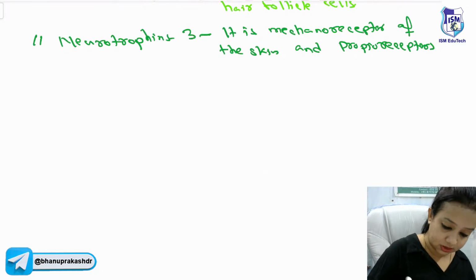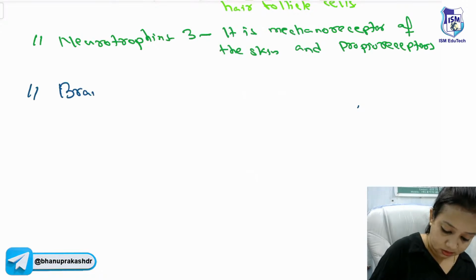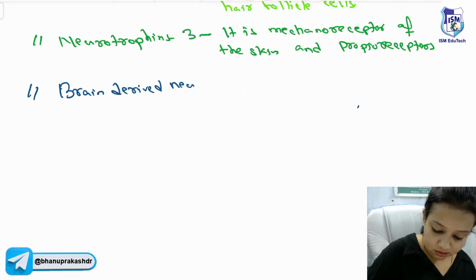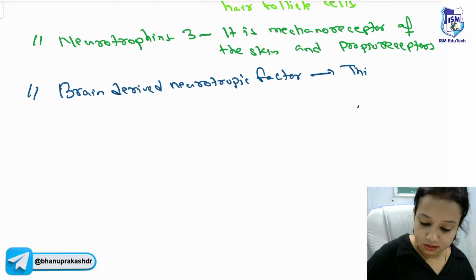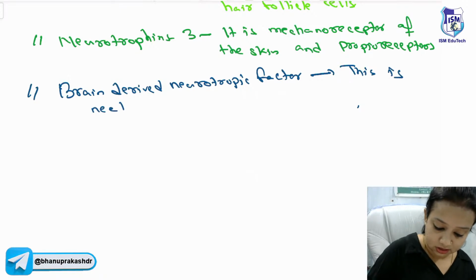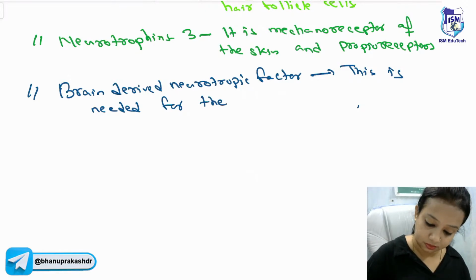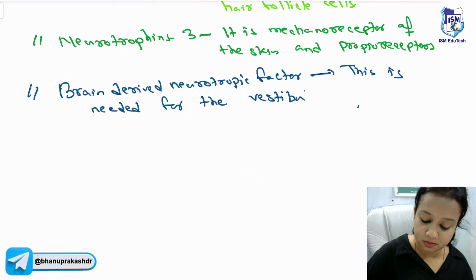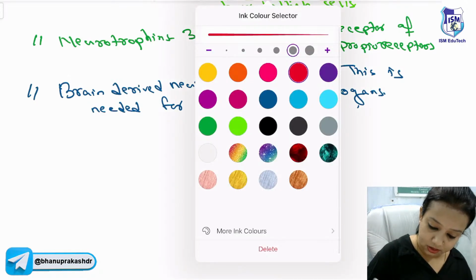Now, brain-derived neurotrophic factor is needed for the vestibular organs. Okay.